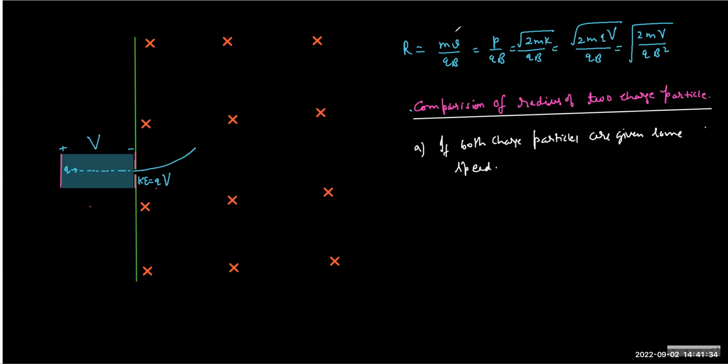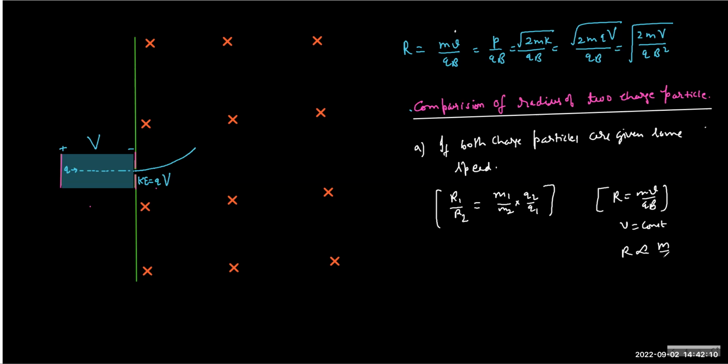So if v is the same, then we have to use the first formula, right? So R1 by R2 will be how much? M1 by M2 into Q2 by Q1, because B is the same for all, right? So the ratio of radii will be the ratio of mass into the inverse ratio of charge. This is how we can get the answer. So here v is constant, right? We can take case 2.